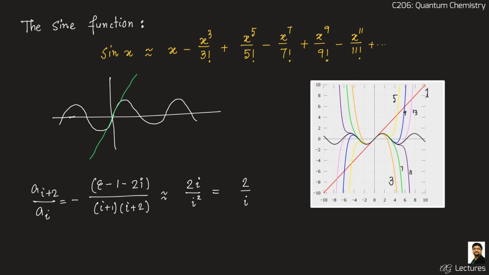Now we have to check another series for which both the functional form and the series are known, and we'll see how that particular series behaves, particularly how the ratio of two consecutive coefficients for large index number i behaves for that particular series.